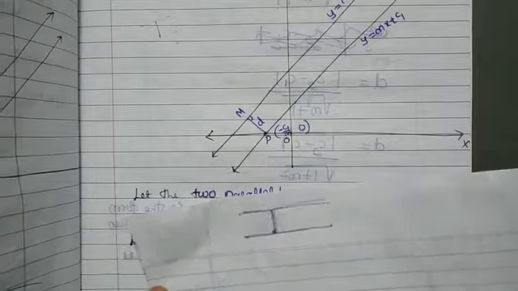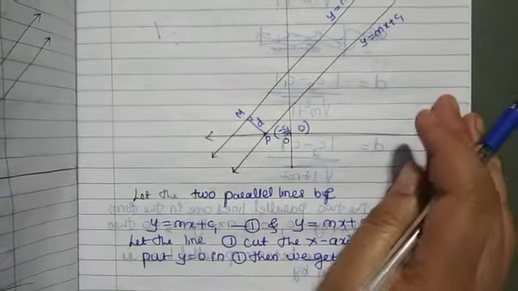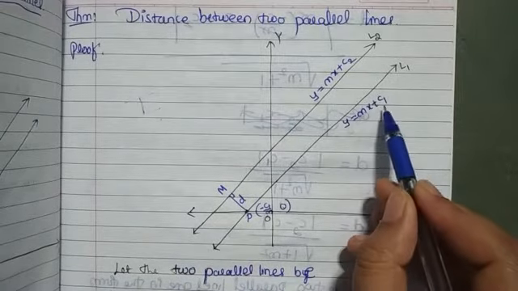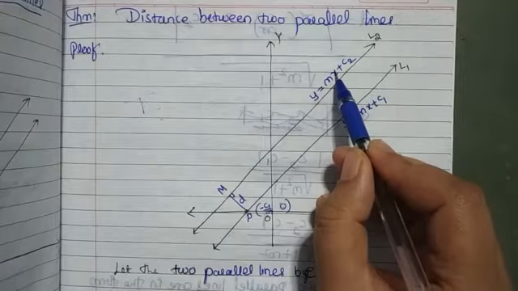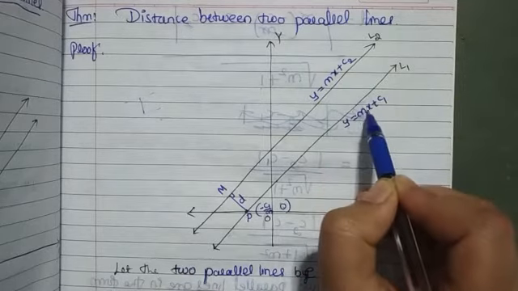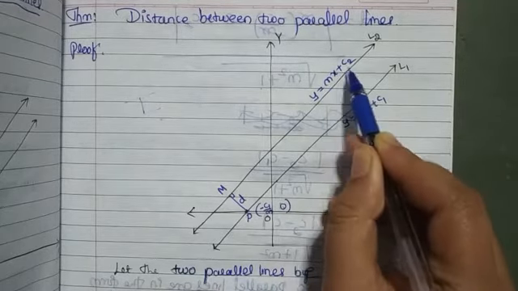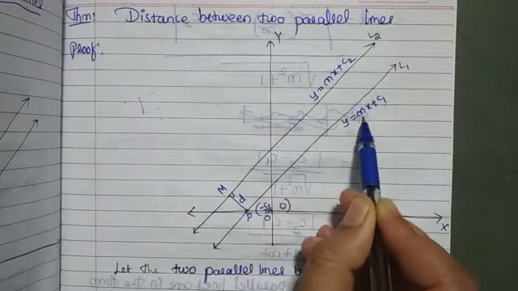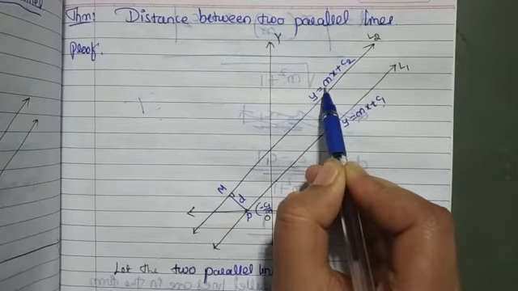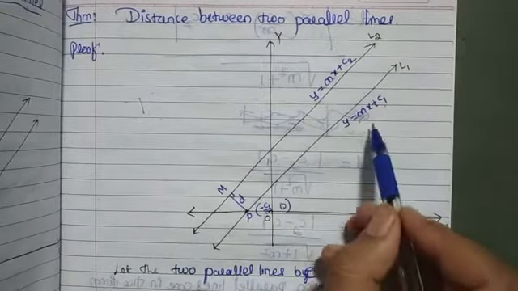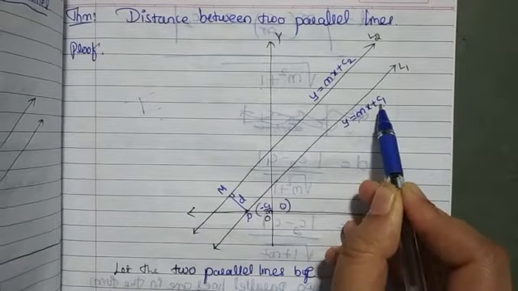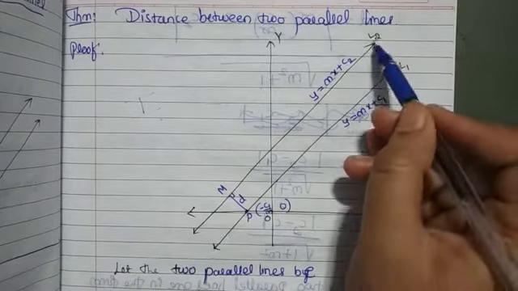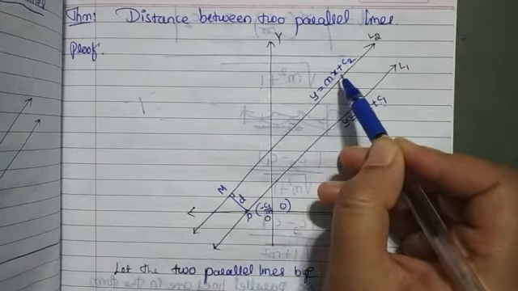Okay, so let's have the figure first. That is, consider the lines L1 and L2 which are in the form y is equal to mx plus c1 and y is equal to mx plus c2. So these two lines are in slope intercept form, because we know that if two lines are parallel then their slopes are equal. So which equation have we considered? The slope intercept form equation. L1 is y is equal to mx plus c1, L2 is y is equal to mx plus c2.